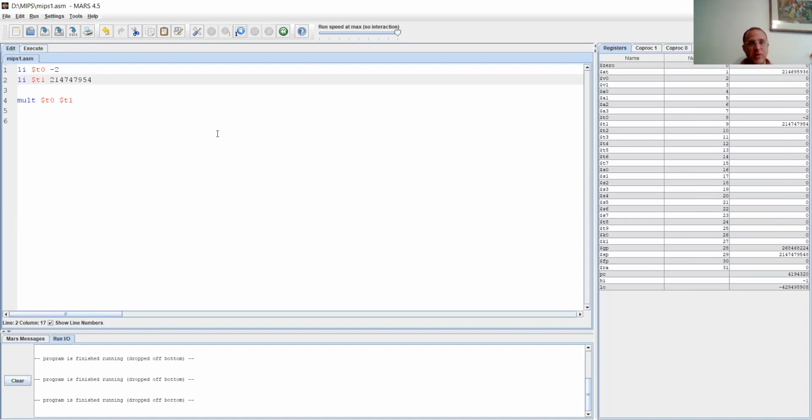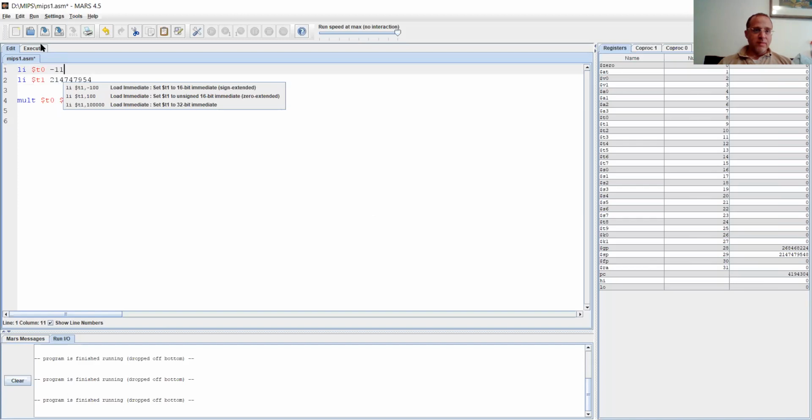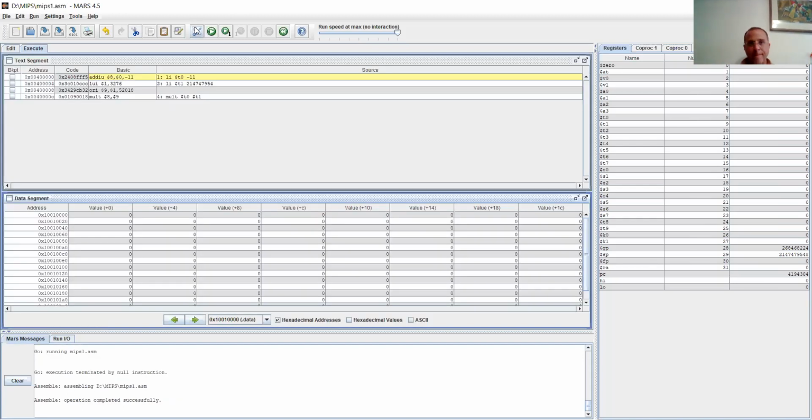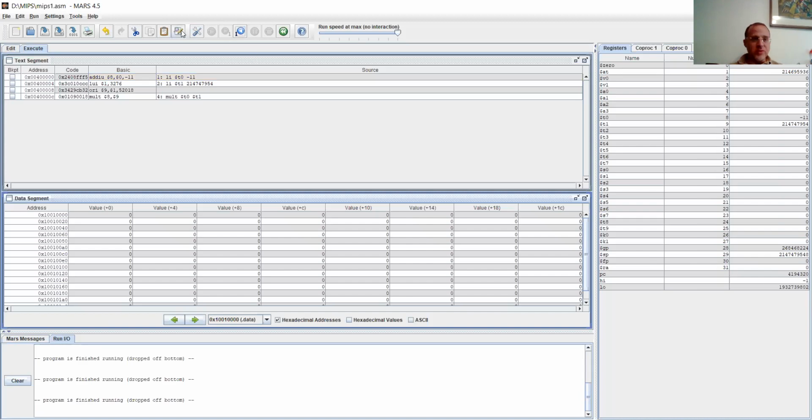That's an interesting example. There's no overflow here because I have a -1, which is what I should have, all F's, and the result is negative. That's good. Well, let's make this number a little larger. Ooh, still no overflow.